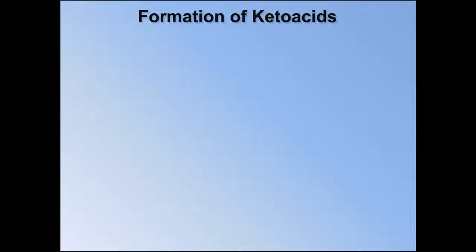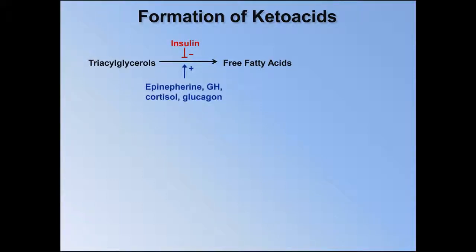Formation of ketoacids requires lipolysis of triacylglycerols in adipose tissue. This step is inhibited in the presence of insulin and stimulated by epinephrine, growth hormone, cortisol, and glucagon. The influence of regulatory hormones at this point is the reason why diabetics lacking insulin or in a state of physiologic stress can develop DKA. Also, during fasting states, insulin levels are low and glucagon high, which would also drive this process.